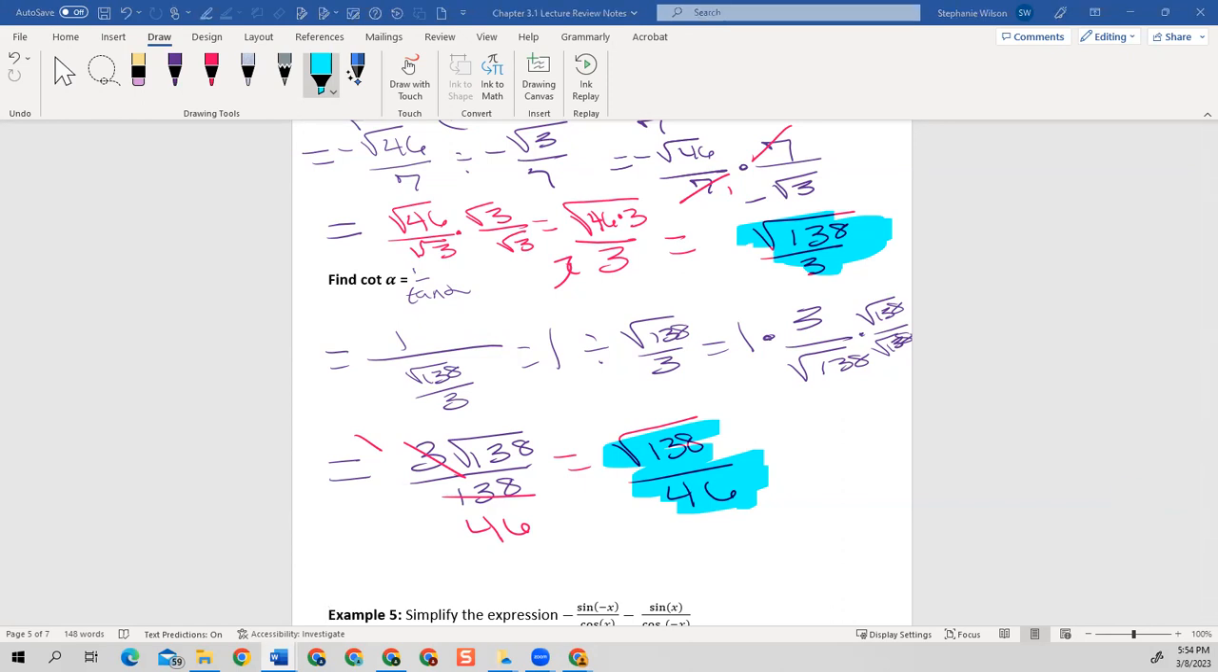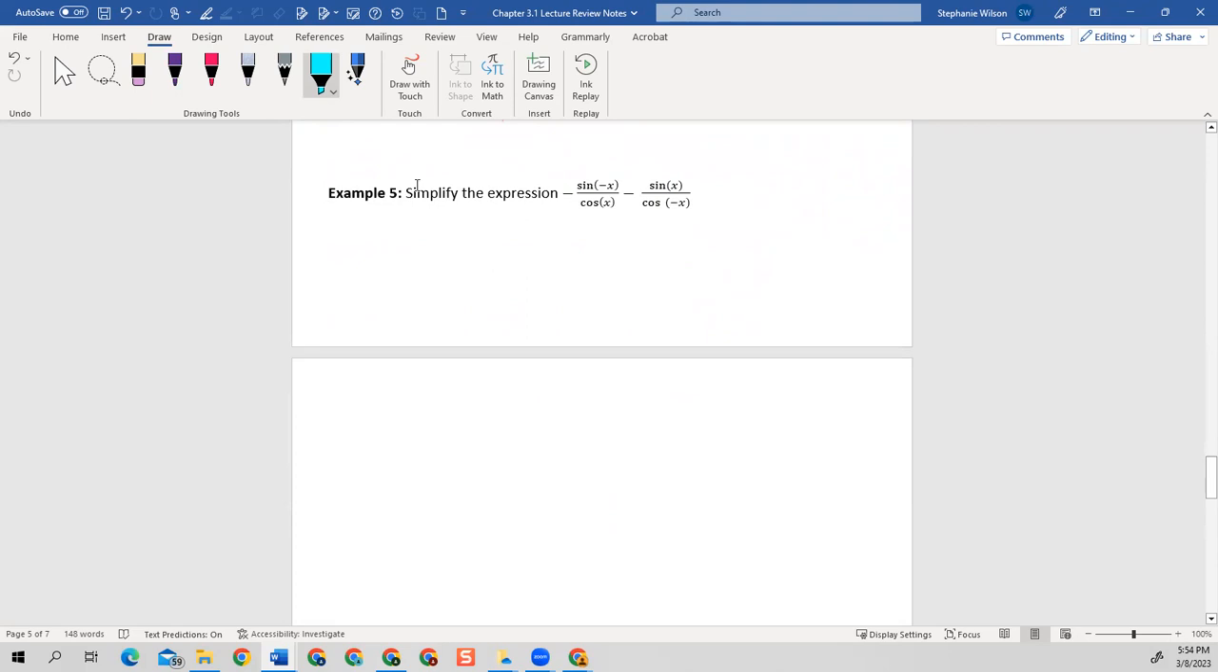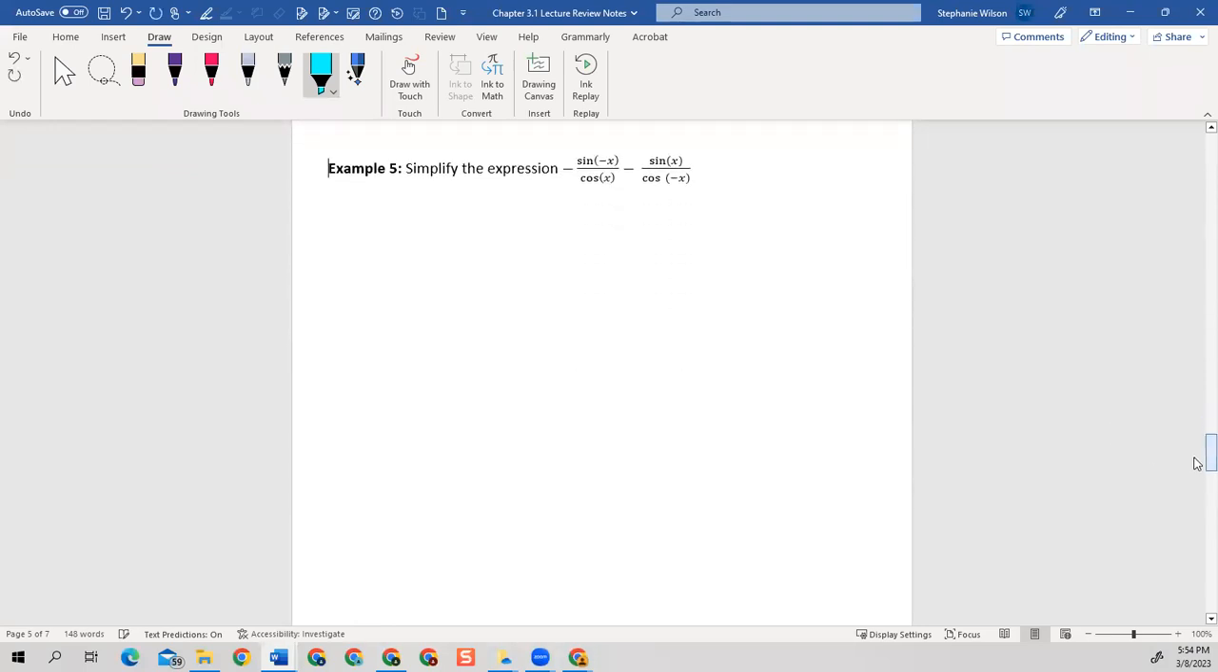Now we're going to move on to our example 5. Just let me know if I need to slow down. Example 5 says simplify this expression. I got a negative sign, and in that parentheses, you see that negative on the X? So this tells me that we're talking about the evens and the odds, and we divided by cosine, minus sine over cosine with the negative inside it.